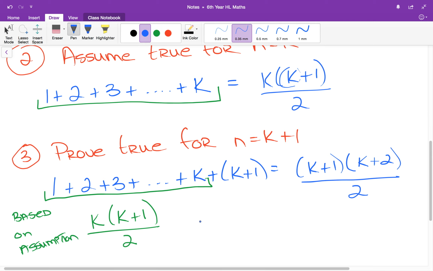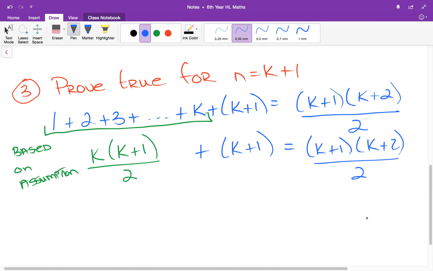Alright, and then we still have this plus k plus 1, and we need to show that that's equal to this thing, which is k plus 1 times k plus 2 all over 2. So we're going to work on this left hand side and hopefully make it equal the right hand side. So the first thing I'm going to do is take out the k plus 1. So there's a k plus 1 in this term and there's a k plus 1 in this term, so I'm going to take out the k plus 1. So in this, when I remove or divide out the k plus 1, I'm left with k plus 2. And in this term, when I divide out k plus 1, I'm left with 1.